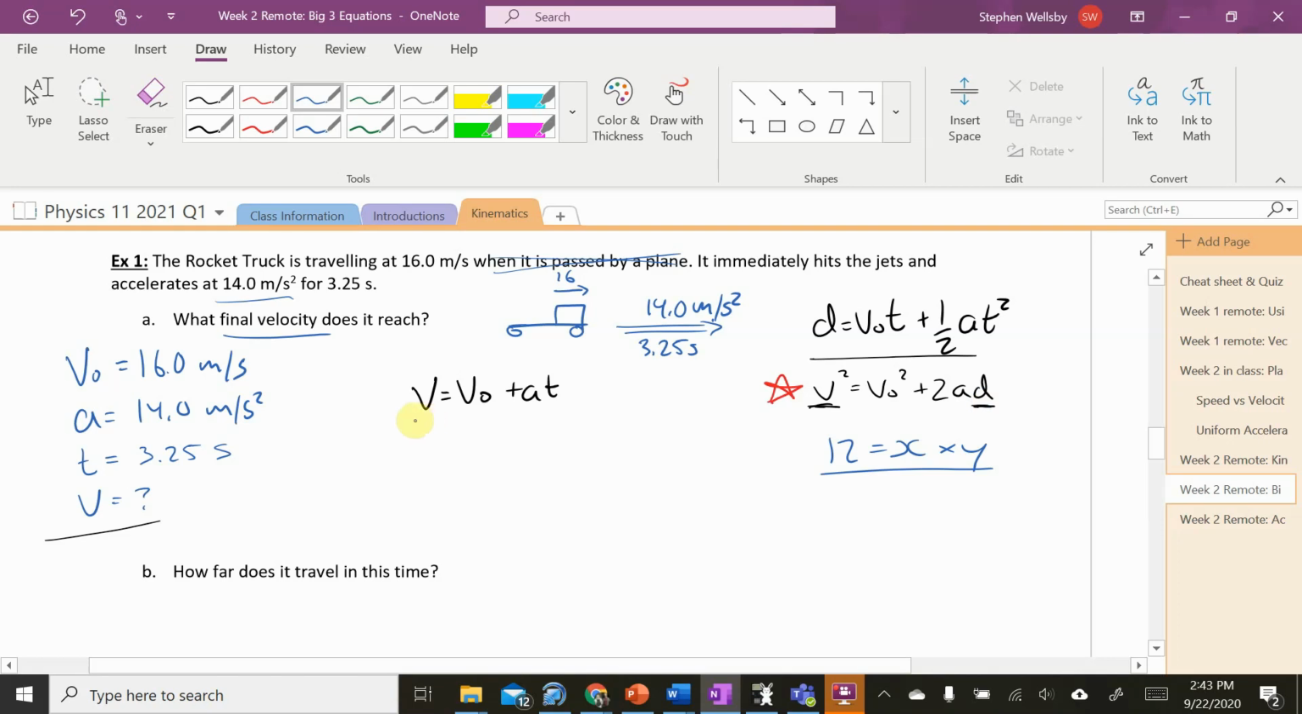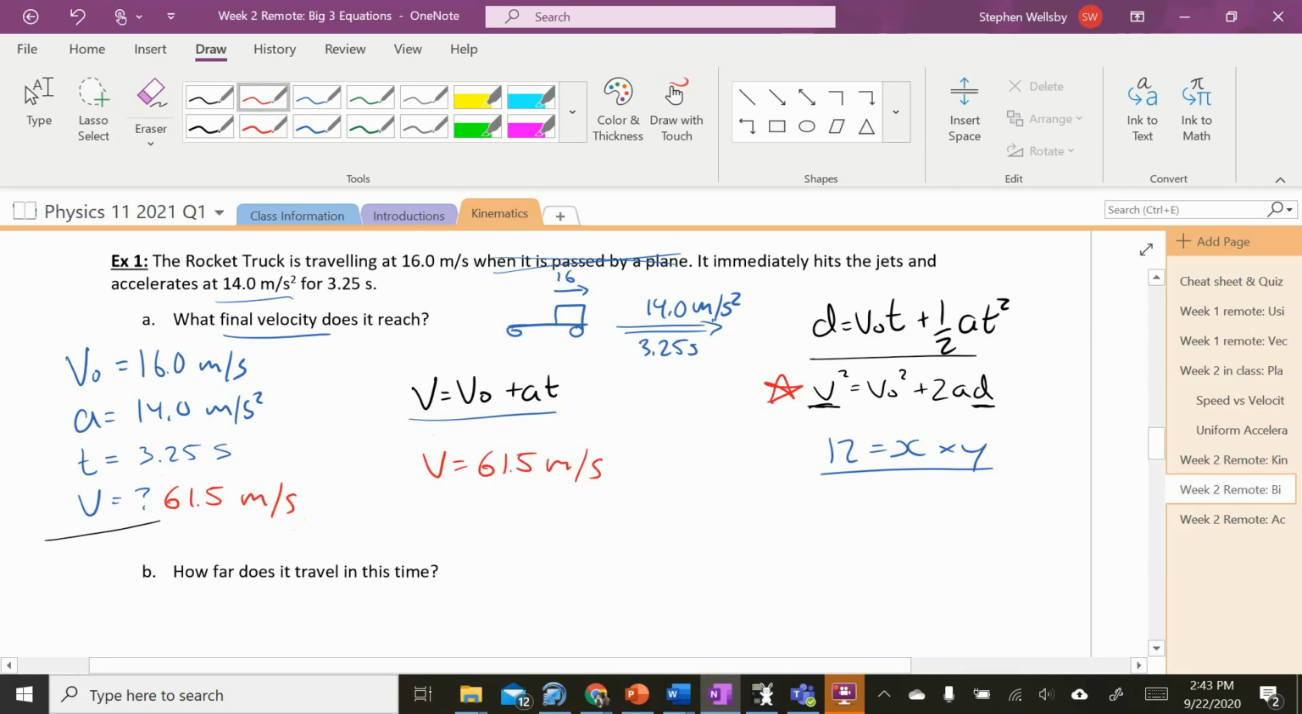But we can use this formula here. And so I'm not going to go through the math with you. The algebra, I'm sure you're capable of doing that. But the final velocity is going to be 61.5 meters per second. And I'm going to add that here on my table over here.